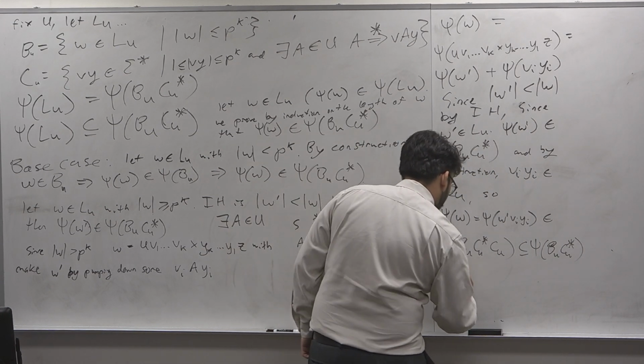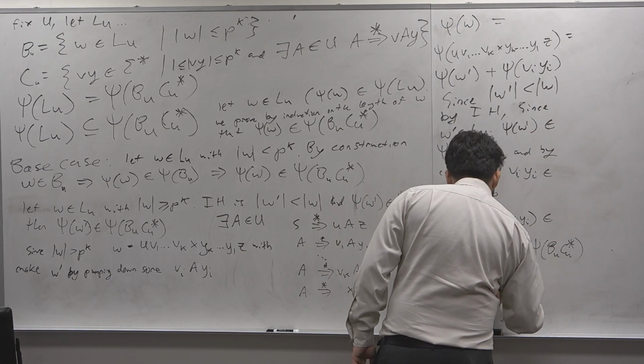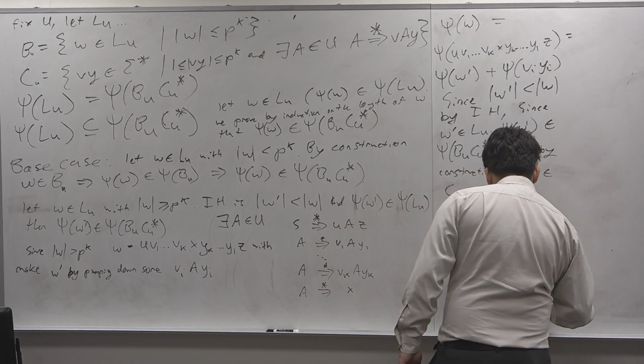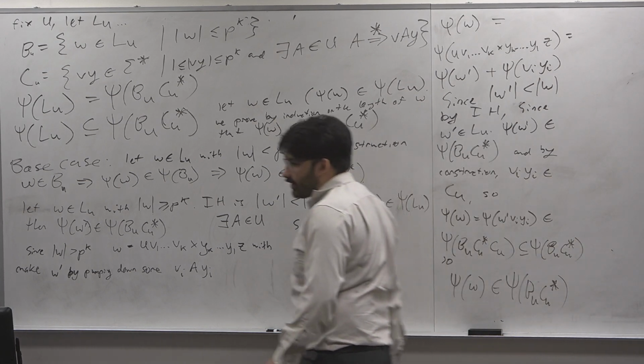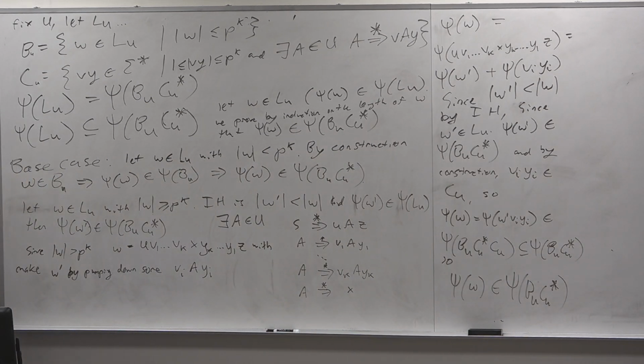So, the frequency of W is an element of the frequency of BU, CU star. And we've proven one direction of the containment, right? Pump down, wow, that's just by induction and by construction, it's in the BU, CU star. The CU star is literally the pumping part. Oh, this was in the base case, this was in the pumping part, we're good. Pump back up, you get the same thing, right?